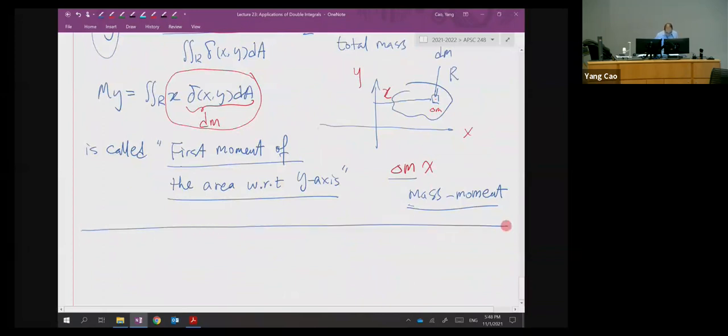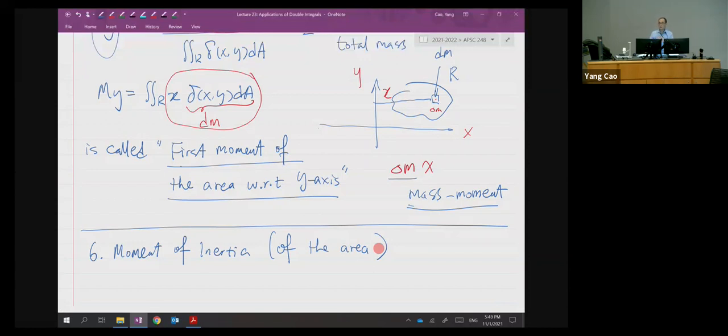I'm running out of time here, but there's one more bullet point, which is one more application. It's also a very important application: moment of inertia. Because this is a double integral over the region R, we're actually looking at the moment of inertia of the area, since it's a thin plate, not an actual 3D object yet. After we learn triple integrals, then we can get the moment of inertia of 3D objects. But the idea is exactly the same.